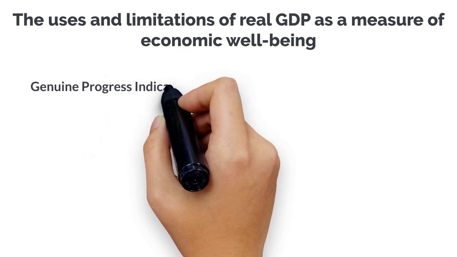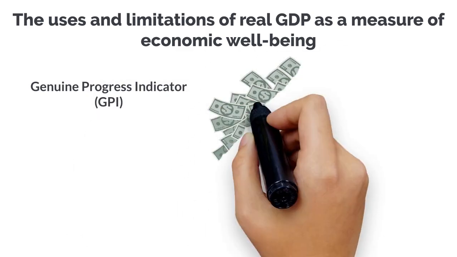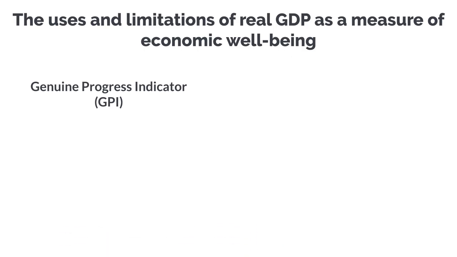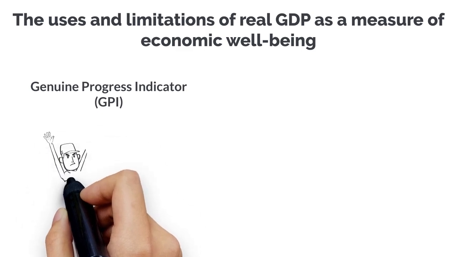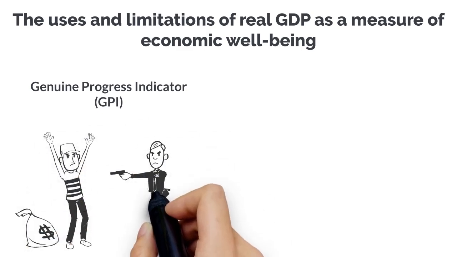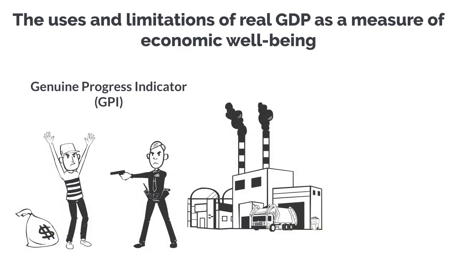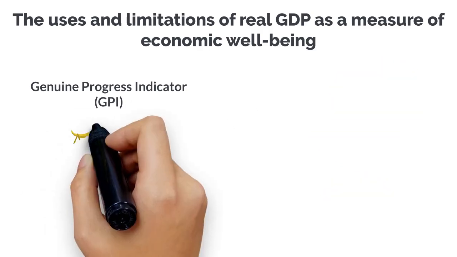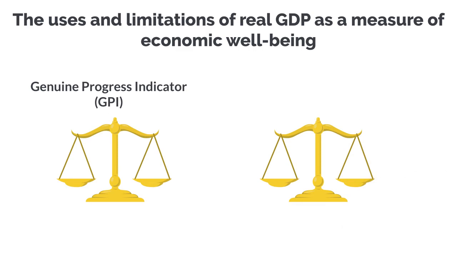Genuine Progress Indicator, GPI, is a measure of a nation's quality of life that includes the income and output measured by gross domestic product. This measure subtracts out the cost of negative effects related to economic growth, such as crime, environmental degradation, resource depletion, and the cost of climate change. GPI nets the positives and negatives of economic activity to provide a more accurate measure of a nation's quality of life than GDP alone.